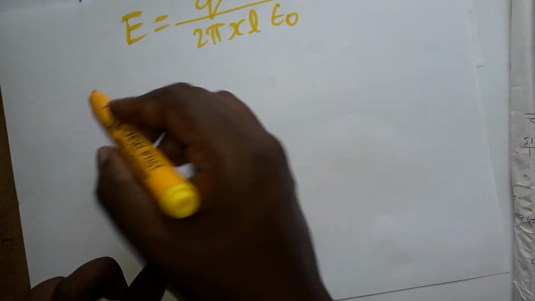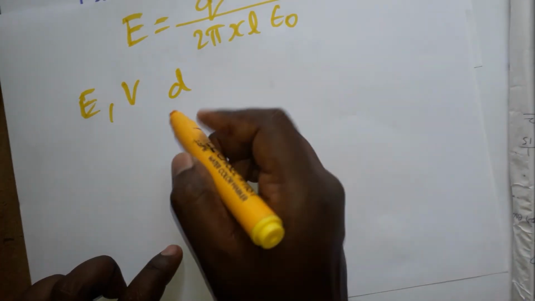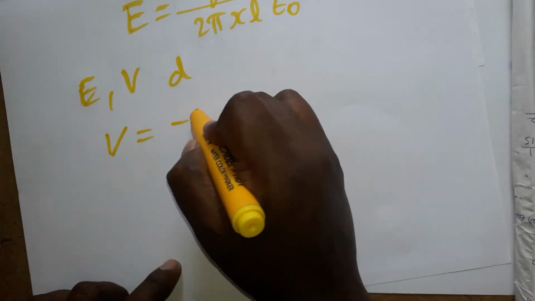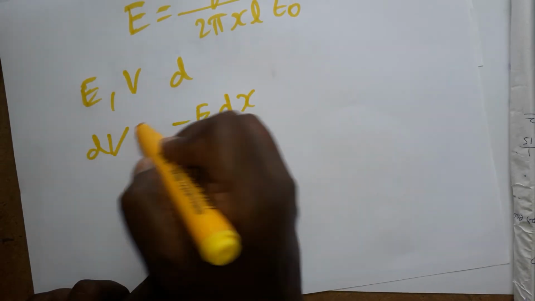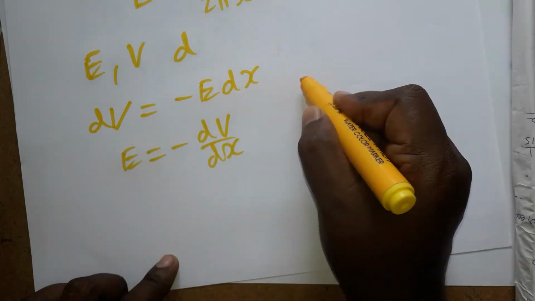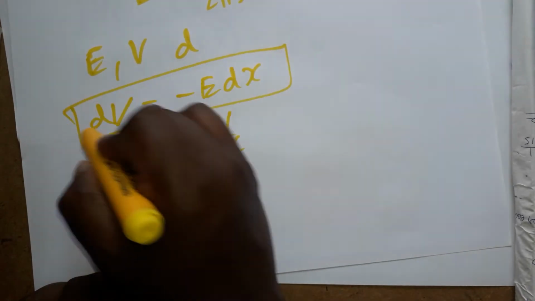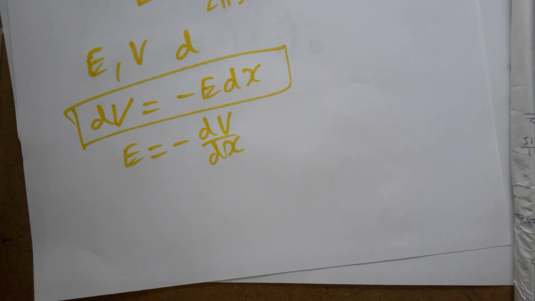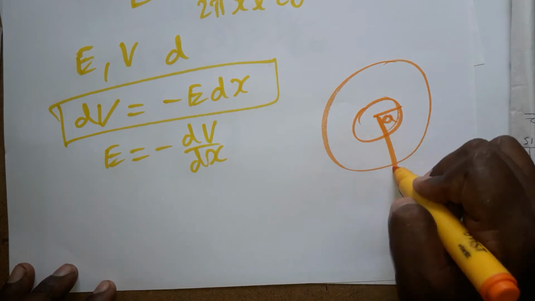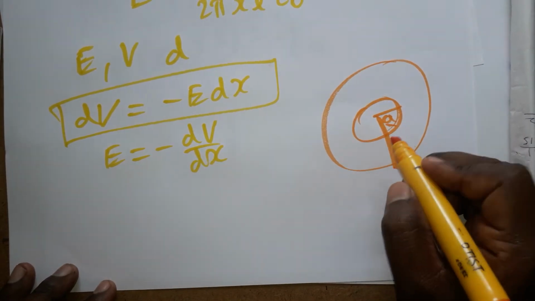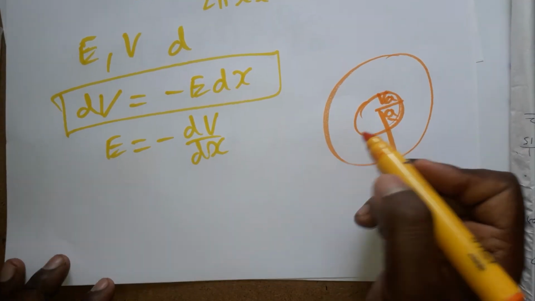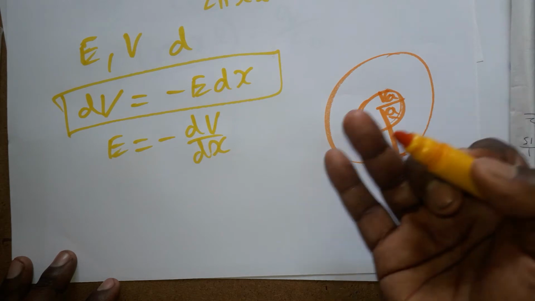We know the relation between E, V and D. So we know V is equal to minus integral of E dx. Like this we can write E is equal to minus dV by dx, the same equation, dV is equal to minus E dx. So see here, dV is the potential difference. Here we have the potential difference between the small cylinder and the big cylinder. The small cylinder has the radius A, the big cylinder has the radius B. The small cylinder has the higher potential.